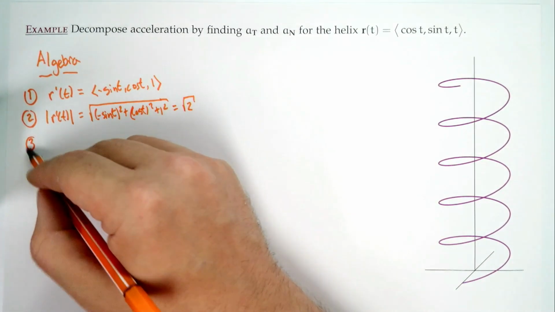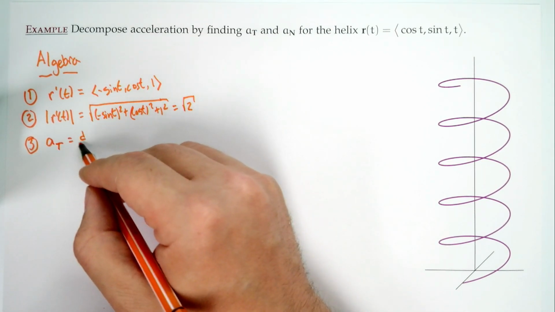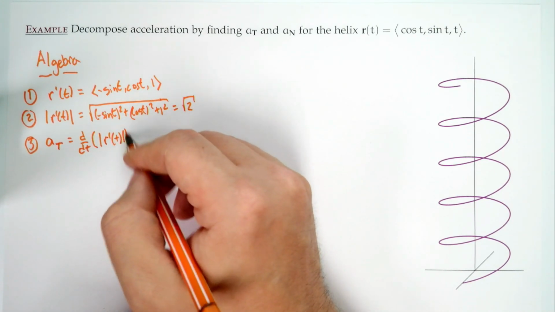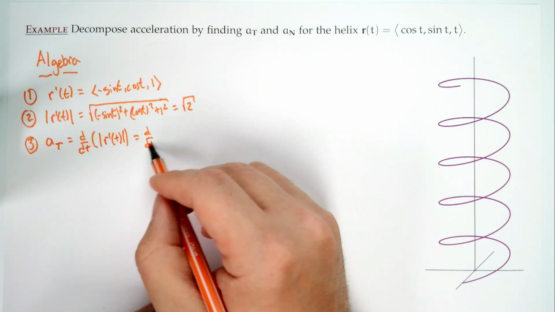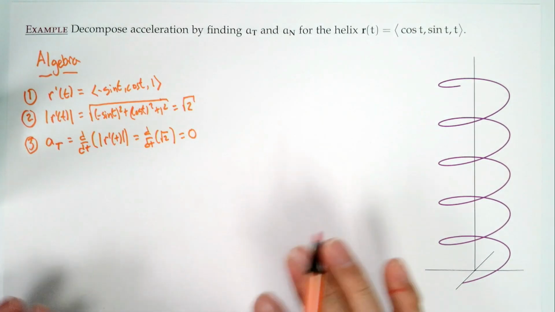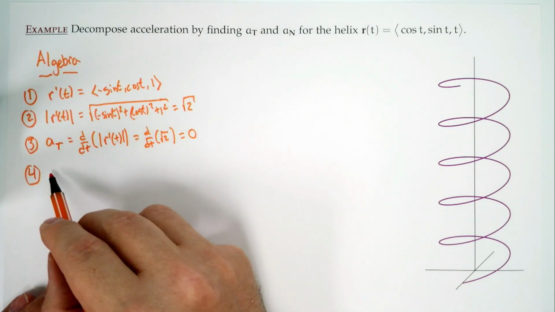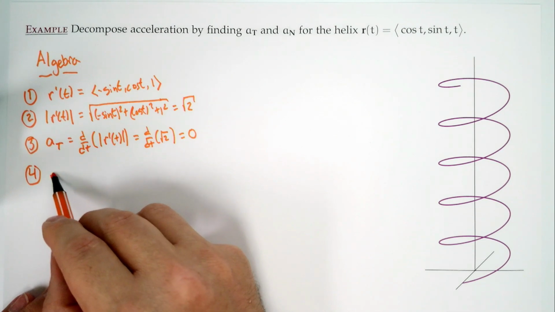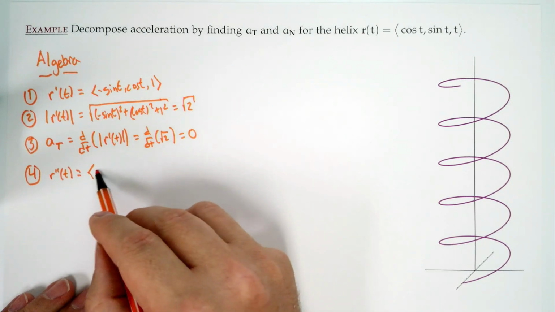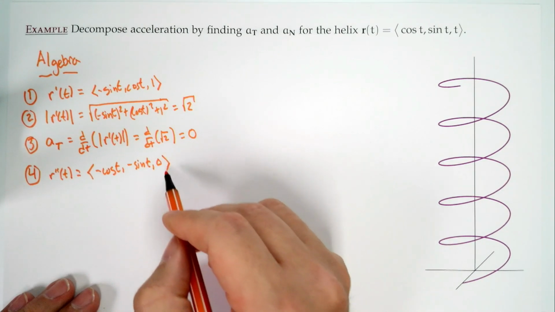Now we're ready for step 3, which is, what is a sub t? A sub t is the derivative of the magnitude r prime of t. In our case, that's the derivative of root 2, which is 0. A sub t, done. Now, the next thing, we go to step 4. And we say, all right, well, what is r double prime of t? Because we need to talk about acceleration. So if we're going to talk about decomposition of acceleration, we need at some point the acceleration. Negative cosine t, negative sine t, and 0.